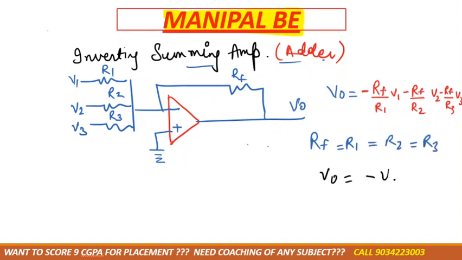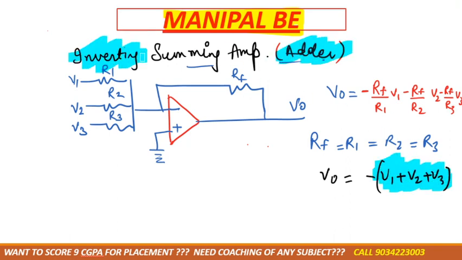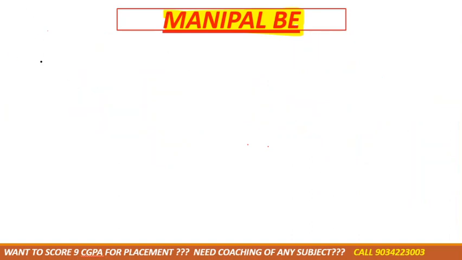That is minus of V1 plus V2 plus V3, right? That's why they called it an adder. It is the addition of voltages. It is inverting, the voltage is connected to the negative, that's why we got a negative sign. Okay, understood? Now the next case is the difference amplifier.